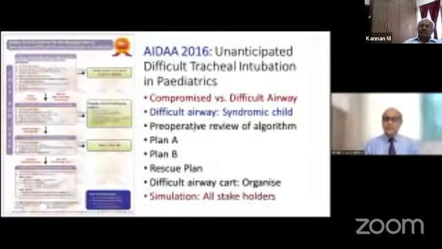So you can have a preoperative review of an algorithm, have plan A, plan B, and a rescue plan, and also have your difficult airway cart organized. Look into it one day before and see which kind of adjuncts to the airway you would require, and remove the rest of the junk out of the trolley.